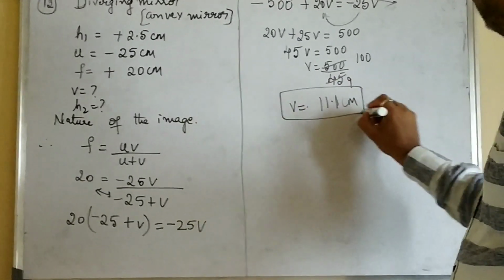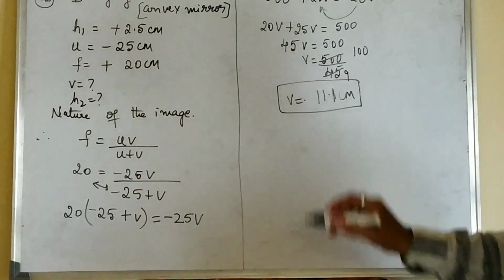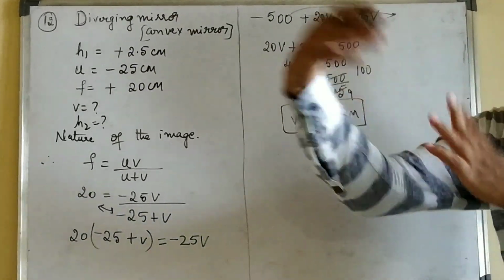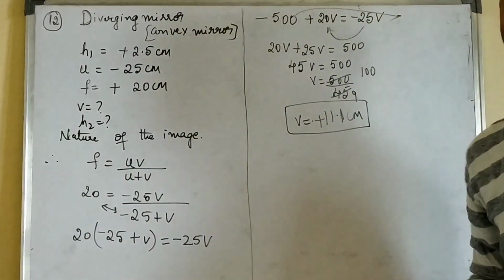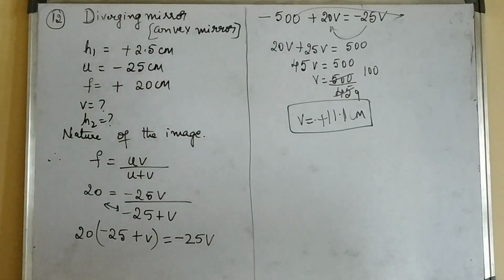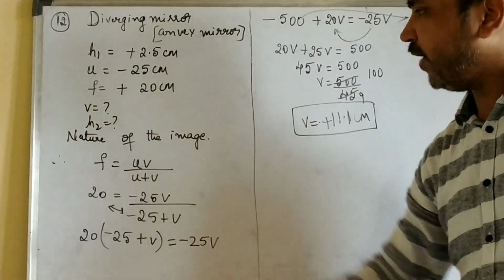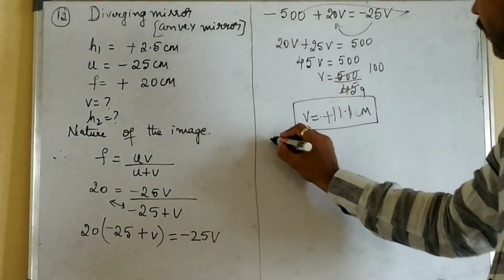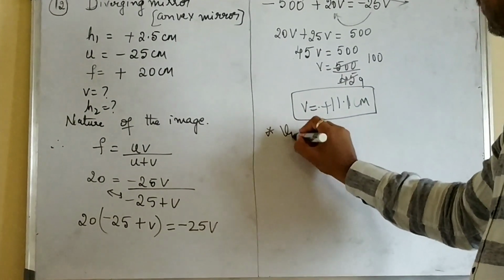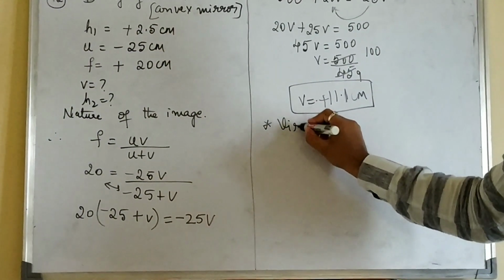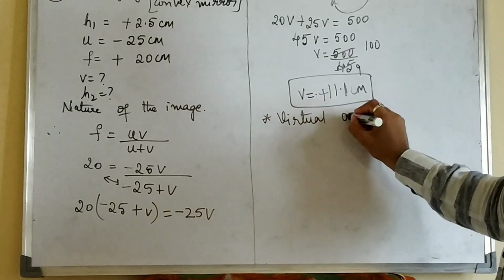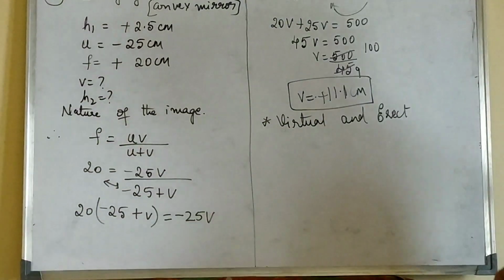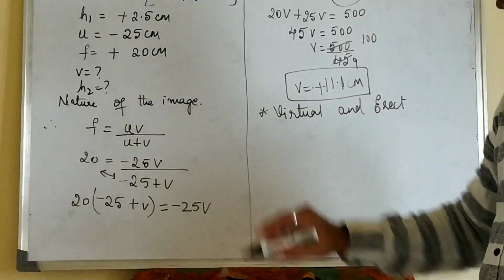Now see here, the image distance is a positive value you got, right? This indicates that the image is formed to the right side. That means far behind the mirror. So positive sign. So we have found out v. Before going to h2, we can get the nature of the image. What is the nature of the image? Since it is a convex mirror, virtual and erect.